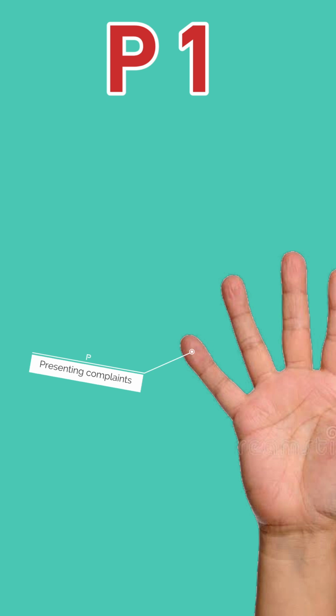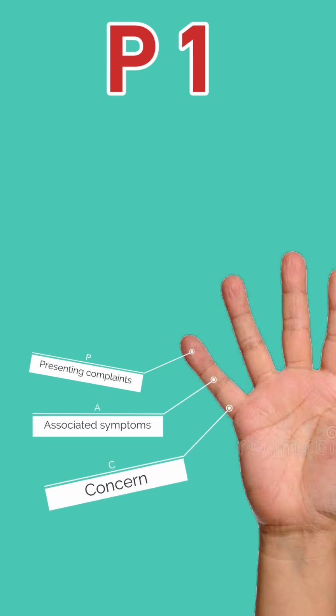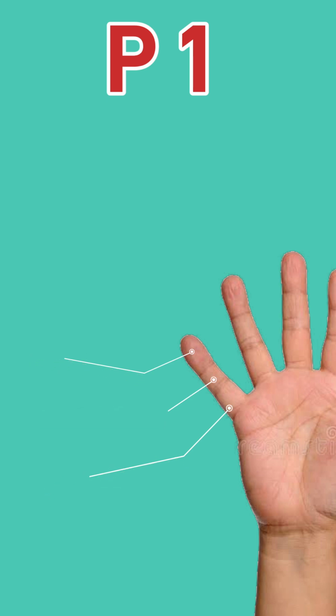The other two boxes of little finger has A, which is associated symptoms, and C, which is the concern. You can ask the patient for any associated symptom. For example, if the patient has chest pain, you can ask for shortness of breath, orthopnea, and PND. You must also ask the patient concern and worry if he is suspecting something serious about his presenting complaint.